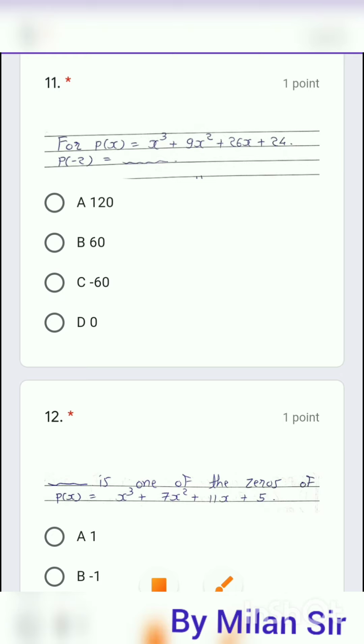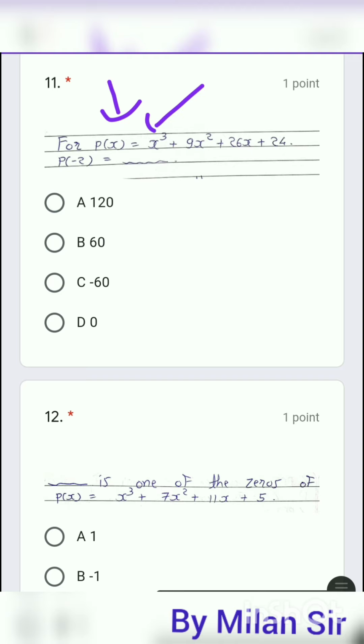After that, question number 11. For p of x equals x cube plus 9x square plus 26x plus 24, here we need to find p of minus 2. If we want to find p of minus 2, what do we need to do? We just need to put the value x equals minus 2 here.